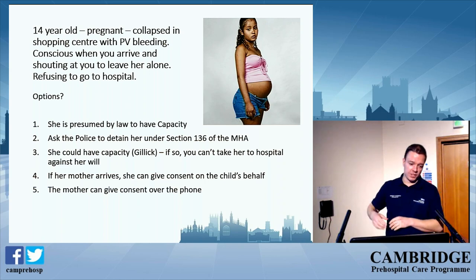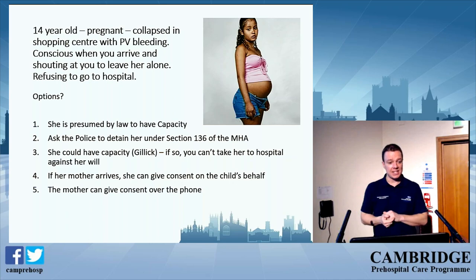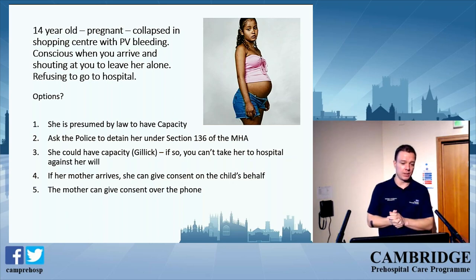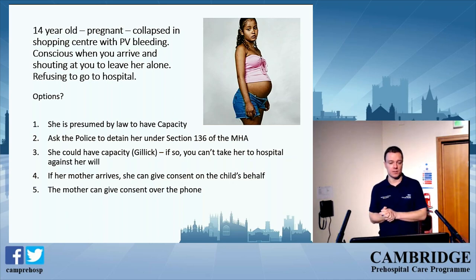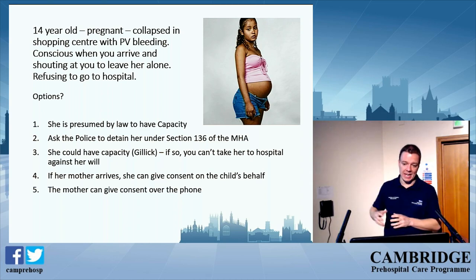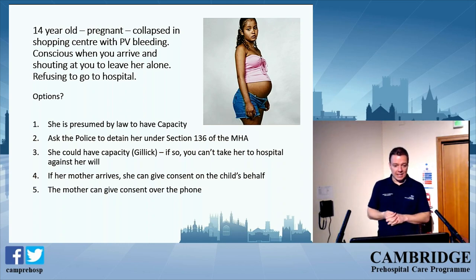I've put a couple of options up here. So she's presumed by law to have capacity. Well, clearly she isn't presumed by law to have capacity, because she's not achieved the age of 16. Is her behaviour erratic enough to detain her under Section 136 of the Mental Health Act? Probably not. She could have capacity if you assess her on Gillick, and if so, you can't take her to hospital against her will.